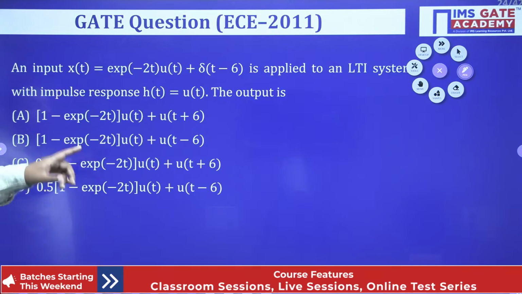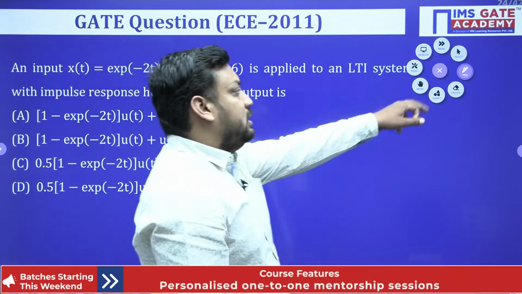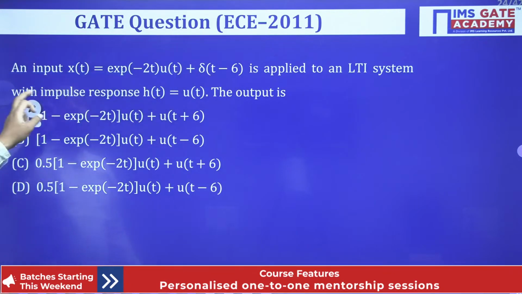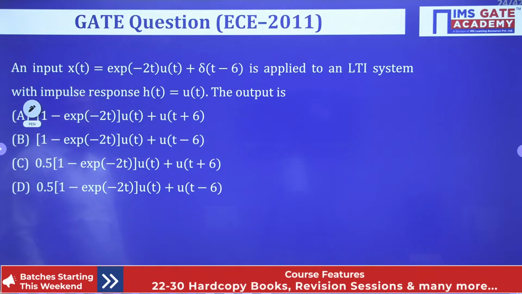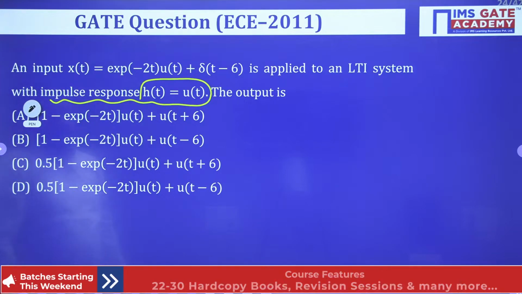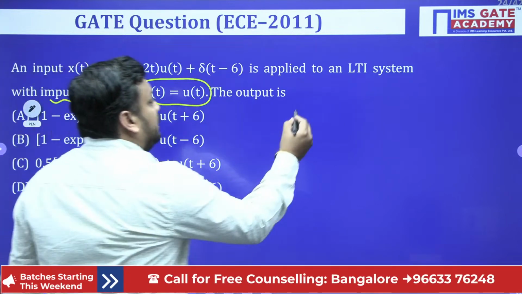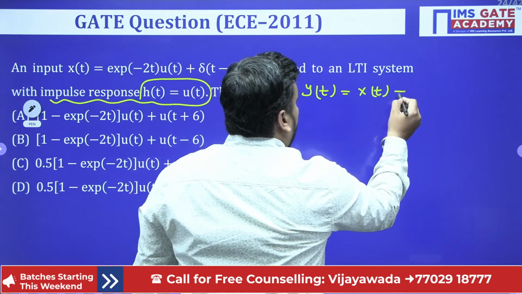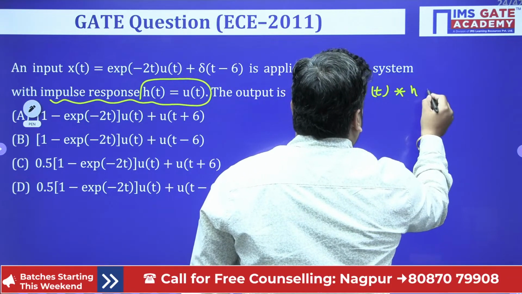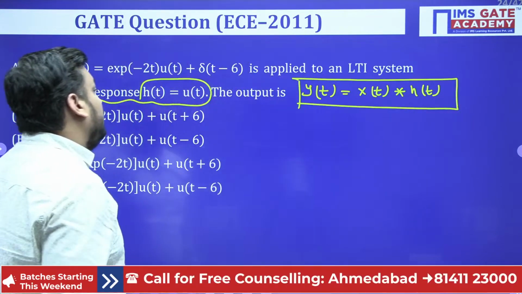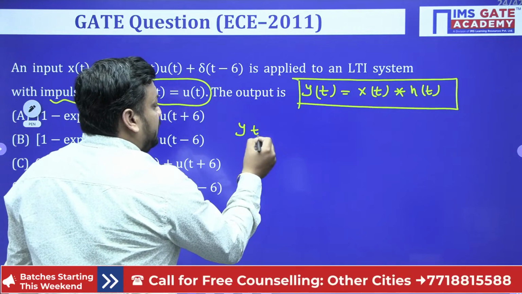So now students, here we have a next question that we can directly solve by using the step response property. The question says: if x(t) equal to e to the power minus 2t u(t) plus delta(t minus 6) is applied to an LTI system with impulse response h(t) equal to u(t), the output is? So first of all, the examiner is asking for the output y(t). We know that this is nothing but the convolution of x(t) and h(t).